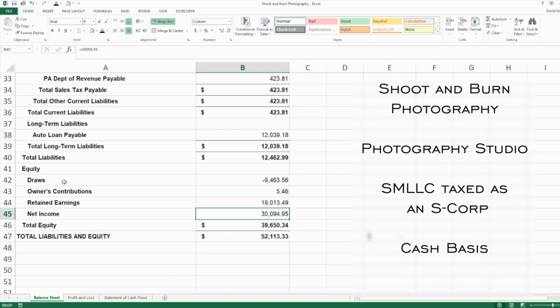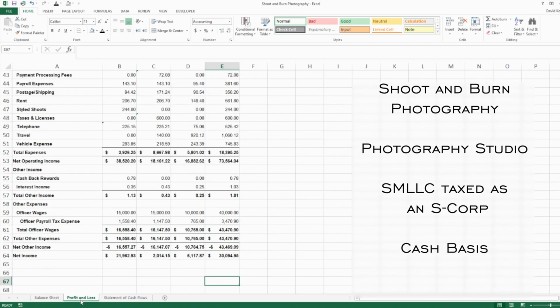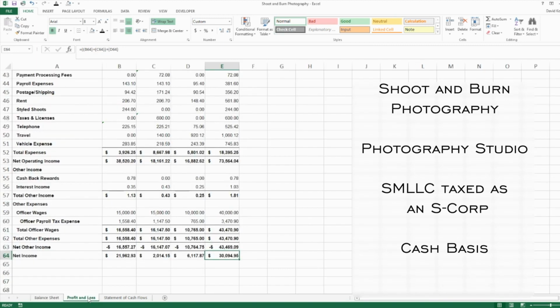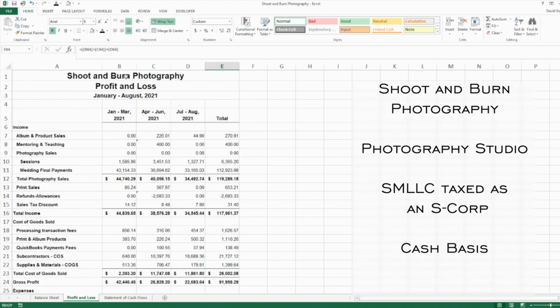All right, so let's go check out if our net income on our balance sheet matches our profit and loss net income. We'll click over to profit and loss, and you can see the net income here, $30,094, matches exactly what is on our balance sheet. So let's scroll up, and again, Shoot and Burn Photography is a photography studio that reports their income on a cash basis, so as they receive the money. And they're a single member LLC taxed as an S corporation, which means that the owner can pay themselves a W-2 payroll. So let's take a look at this profit and loss.